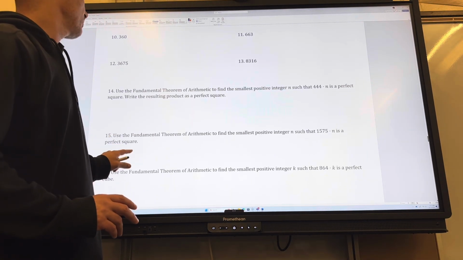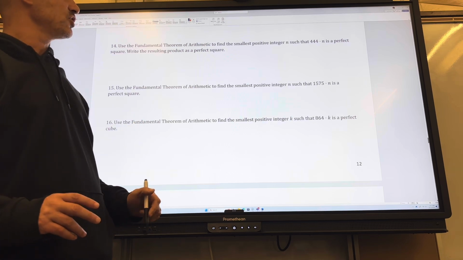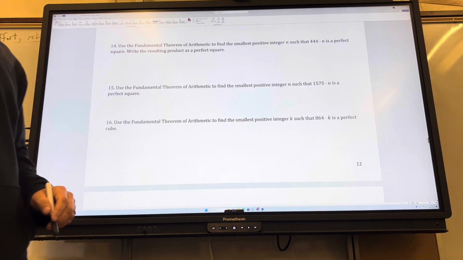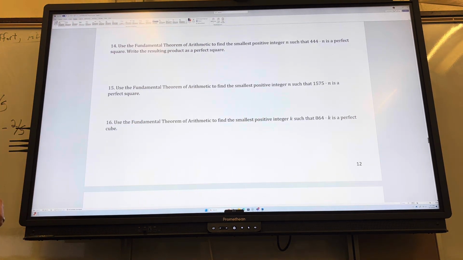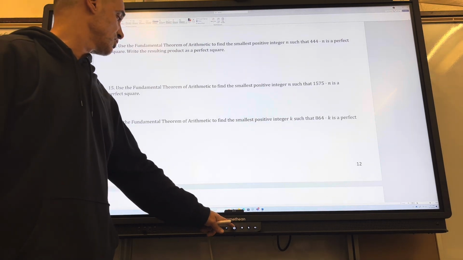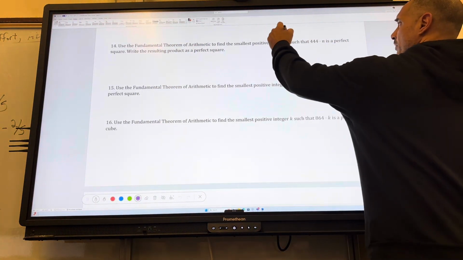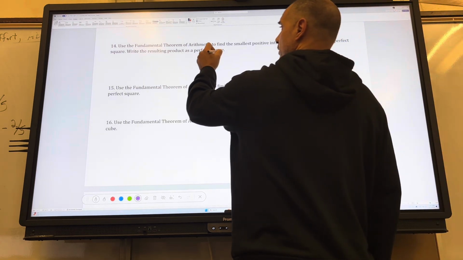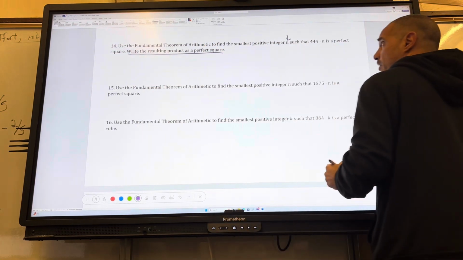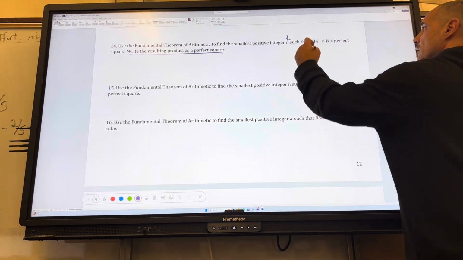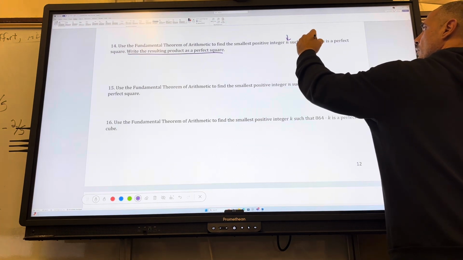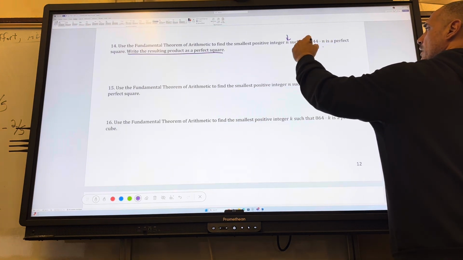All right, use the fundamental theorem of arithmetic to find the smallest positive integer n such that 444 times n is a perfect square. Write the resulting product as a perfect square. All right, so we're going to find n first, and then we have to write the resulting product as a perfect square. So there's 2 parts to this. So I have 444 times something, and I need to break this down.